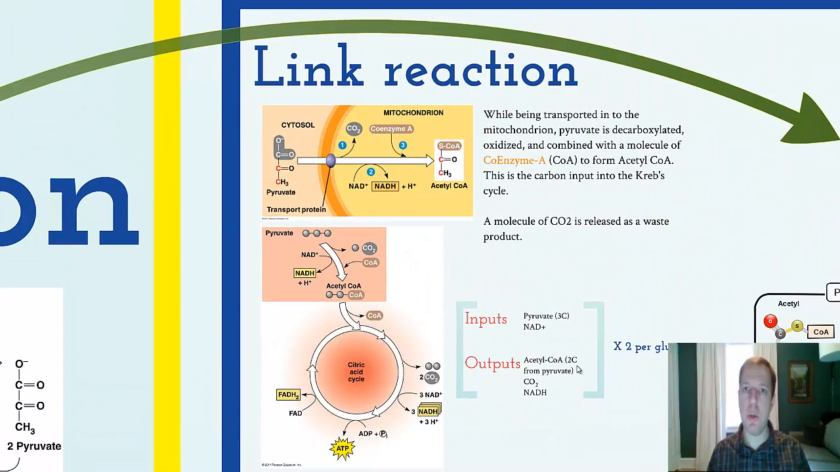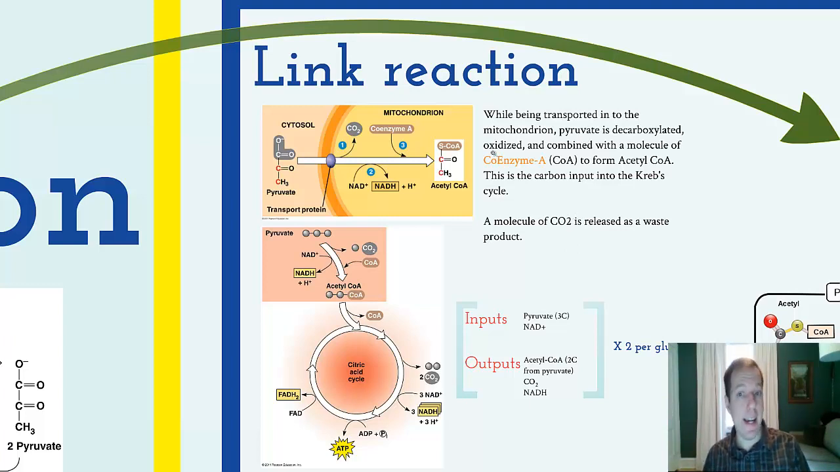So first, the link reaction, which, as the name suggests, is going to link together the outputs of glycolysis with the beginning of aerobic respiration. We're going to have a decarboxylation of pyruvate. And if you break down that term, to decarboxylate, we are taking away carbon from the 3-carbon pyruvate molecules. It's going to form a molecule of CO2, which will be released as a waste product.